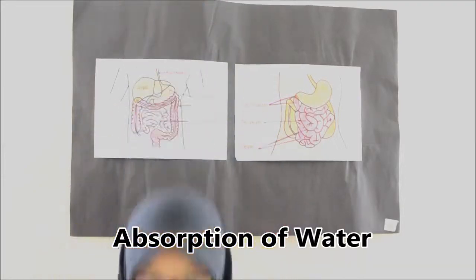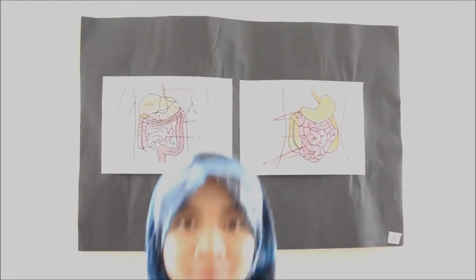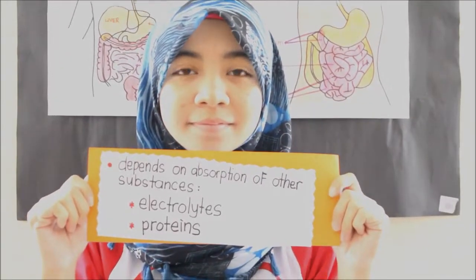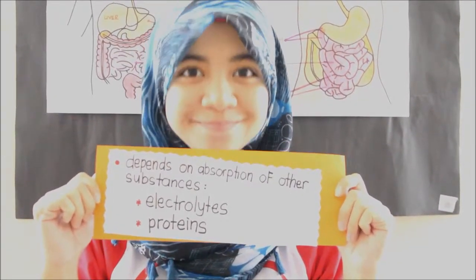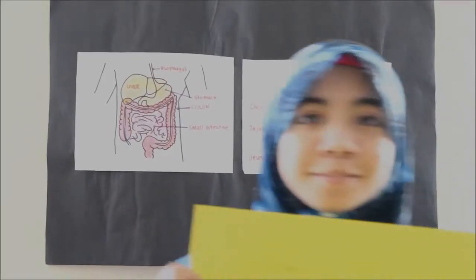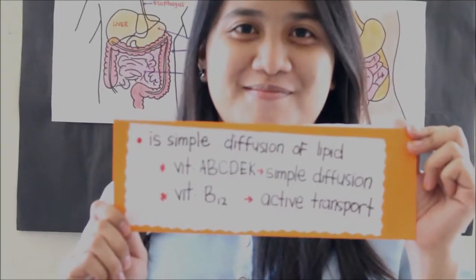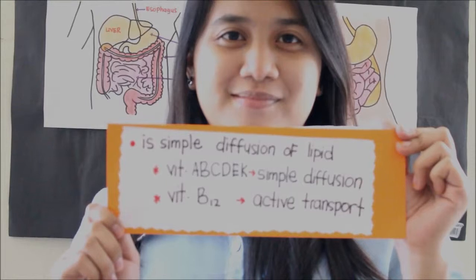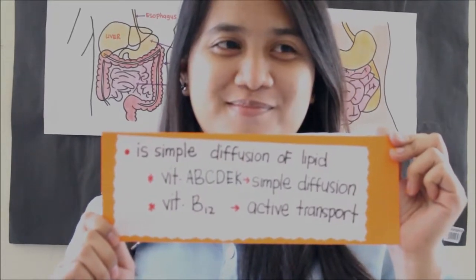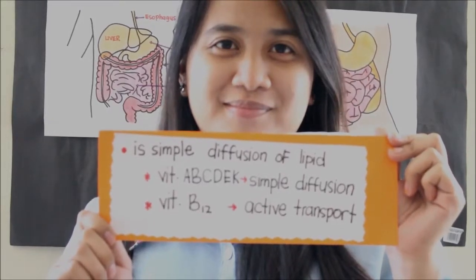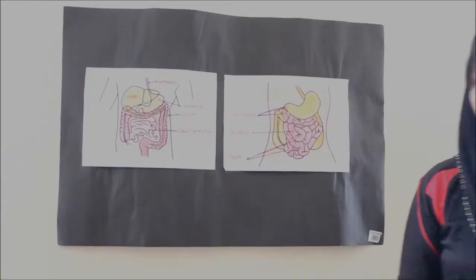Absorption of water. Absorption of water depends on absorption of other substances such as electrolytes and nutrients. Absorption of vitamins. Lipid-soluble vitamins A, D, E, K are absorbed by simple diffusion, and vitamin B12 by active transport. Absorption of electrolytes.